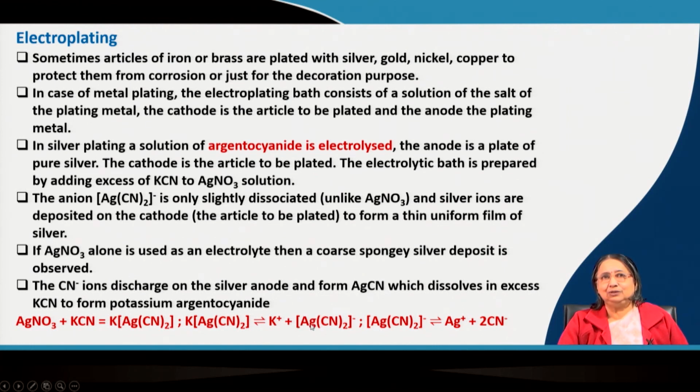Okay. This will ionize, and then this cyano complex of silver will again ionize in a slow manner. Okay. That is why it is written here that it is only slightly dissociated, it is in equilibrium, slightly dissociated to produce Ag+, which will be deposited on the cathode to make the silver plating. But if you use silver nitrate, then this type of thin film will not be produced, instead you will get a spongy silver deposit which is not wanted. Okay. So, this is a very good example of complex formation and its application in electroplating.